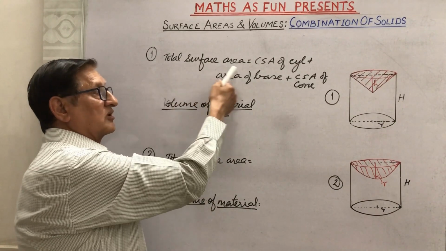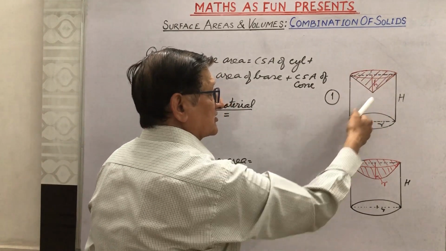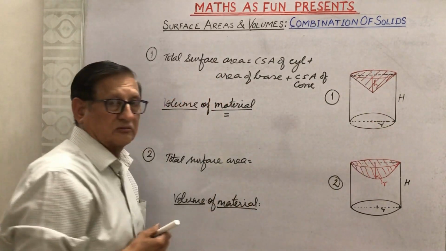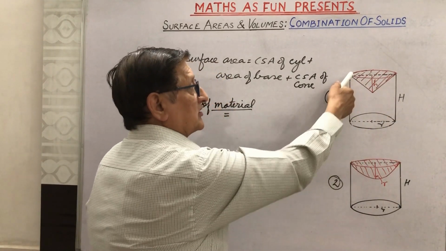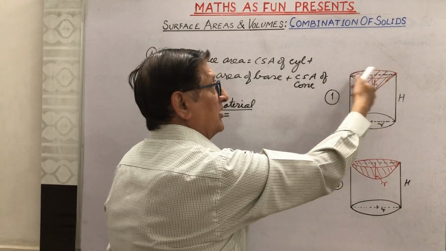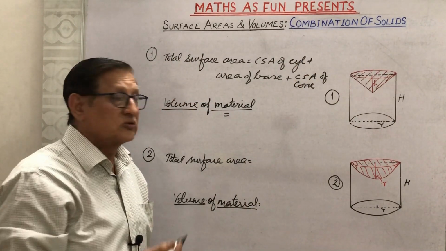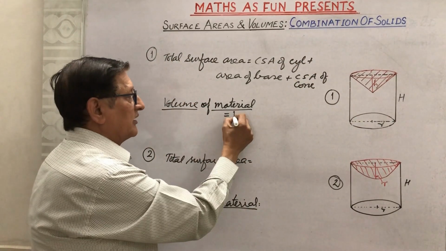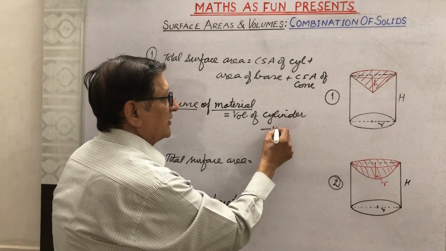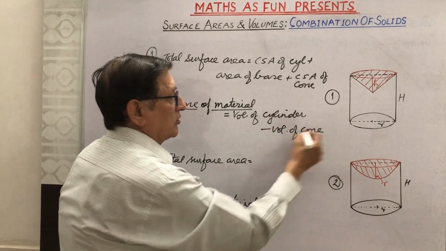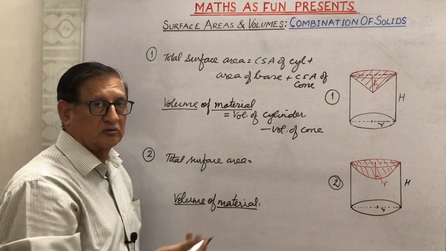So we will find out the total surface area by adding the curved surface area of this plus the curved surface area of this and plus the area of base. And the volume of the material of which it is made, we can see that this much portion has been taken out. It means this much volume of the material of which it is made is cut out now. So we can find out the volume of the material, that will be volume of cylinder minus volume of cone.